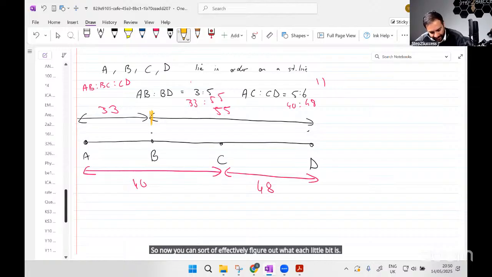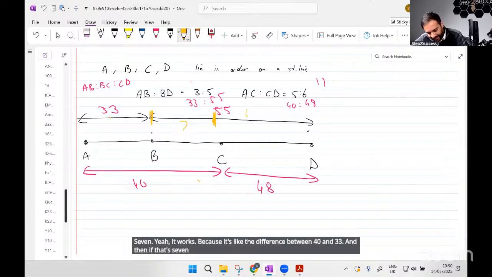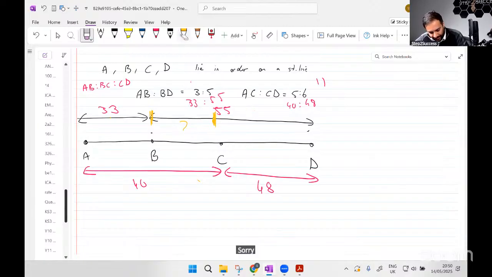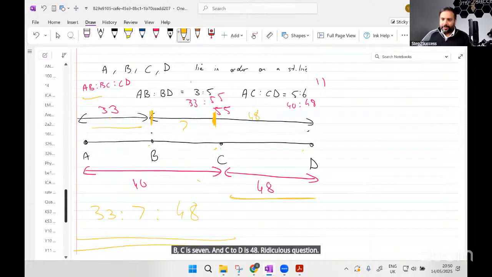So B to C must be 7. Yeah, it works. Because it's the difference between 40 and 33. And then if that's 7, then C to D is 43. Sorry, not 43, 48, which is what we expected because we know it's 48. So essentially, AB is 33, BC is 7, and C to D is 48. A ridiculous question. But that would be the answer to that question. Took me a while.